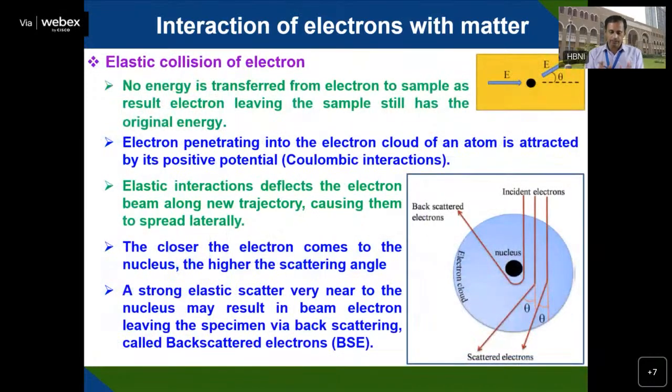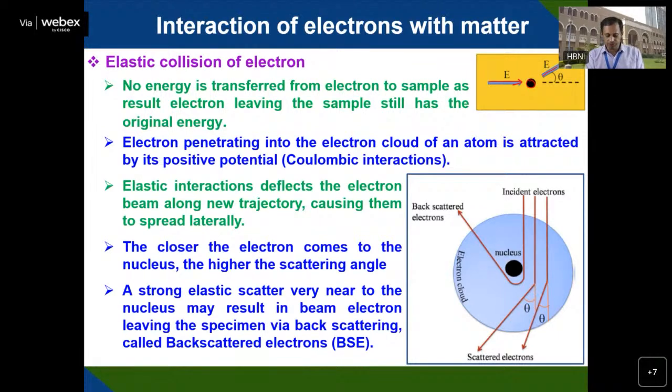Mainly, consider the elastic collision of the electron, where there is no energy transfer. Here is the atom, the electron comes in and deviates its path without losing any energy. That is an elastic collision. The electron penetrating the electron cloud of an atom is attracted by the Coulombic force, since the nucleus has a positive potential, and its path changes. Since there is no energy loss, it is an elastic collision.